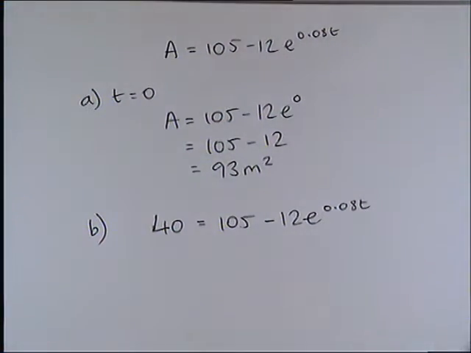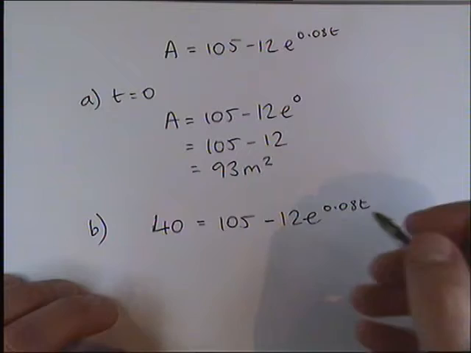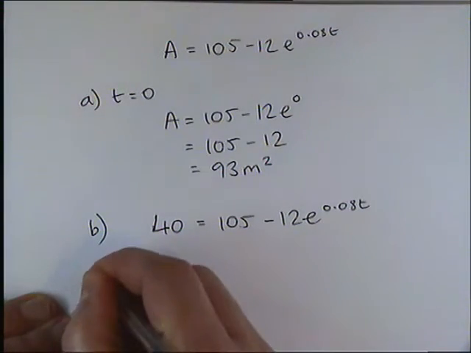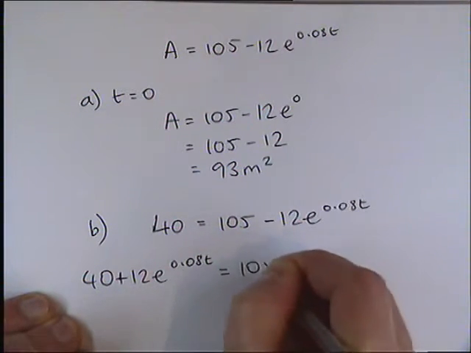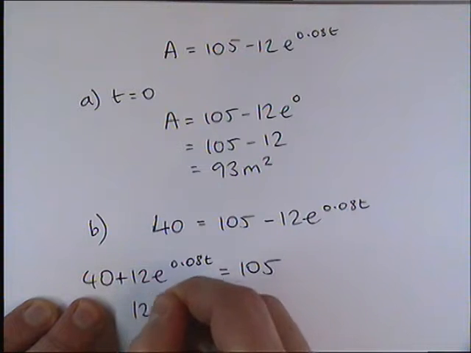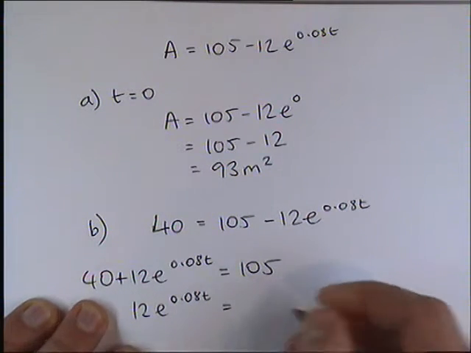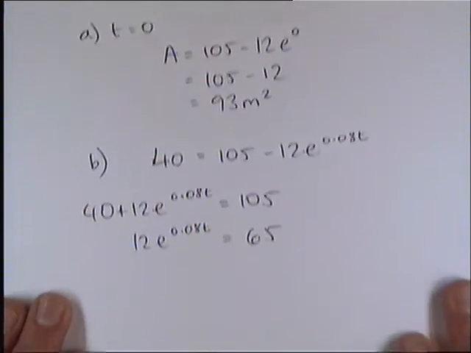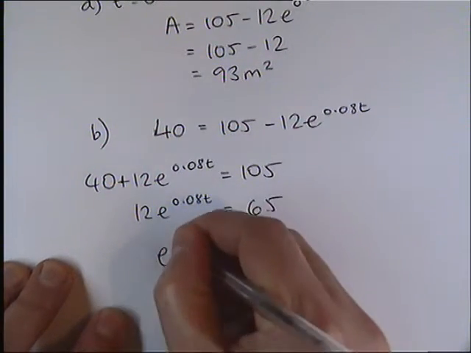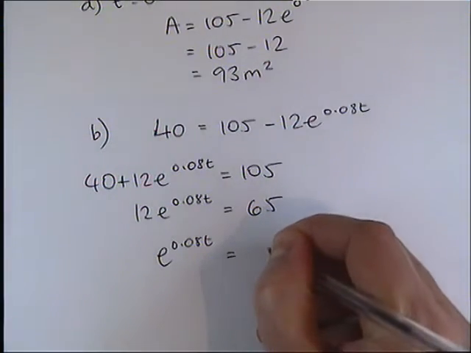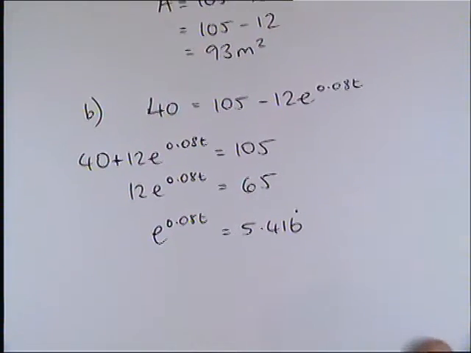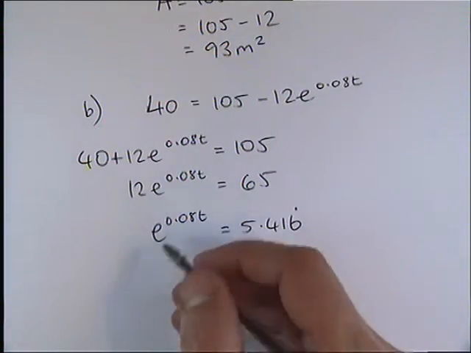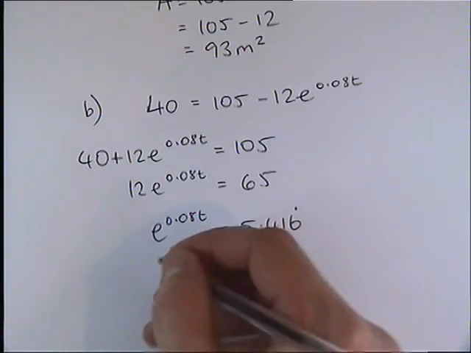And from here, it's really a case of rearranging the formula to make t the subject and find the value of t. So I'm going to add 12e to the 0.08t to both sides, and then take 40 from both sides. At this point, you can divide by 12, and you get 5.416 recurring. And now take logs of both sides, so natural log to counter out that exponential there.